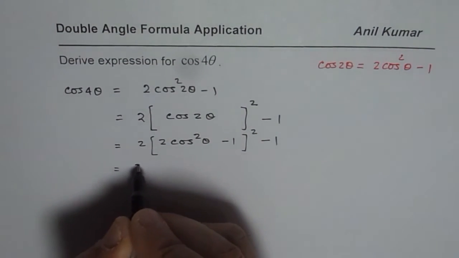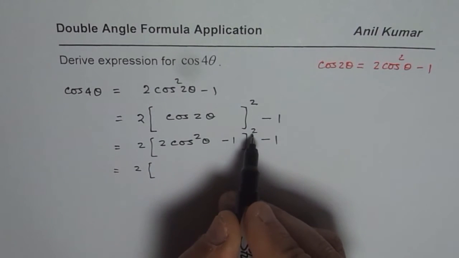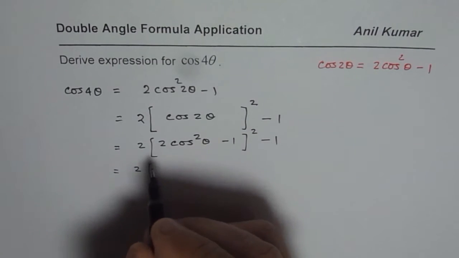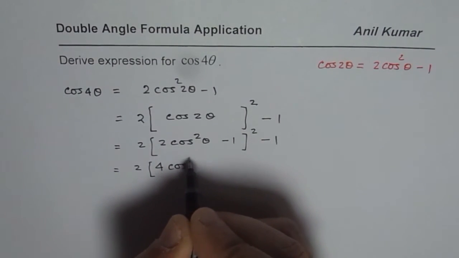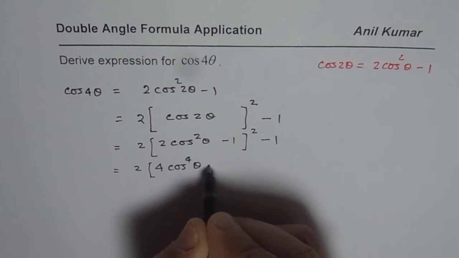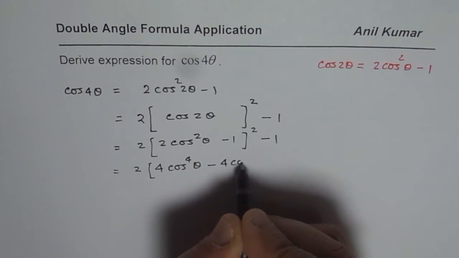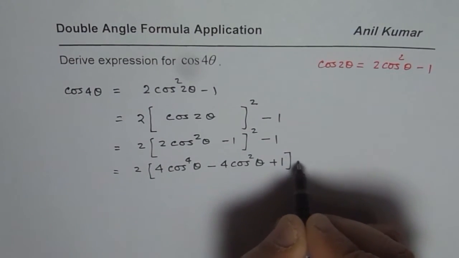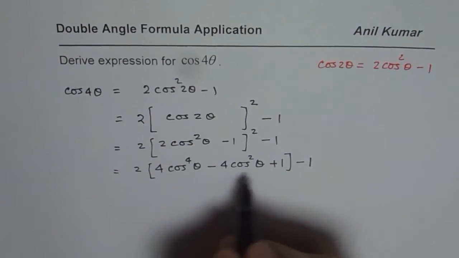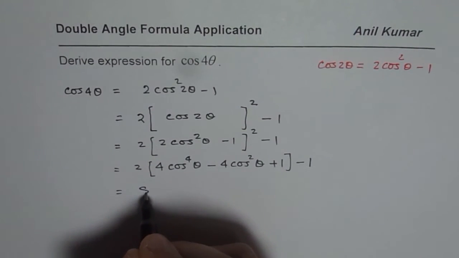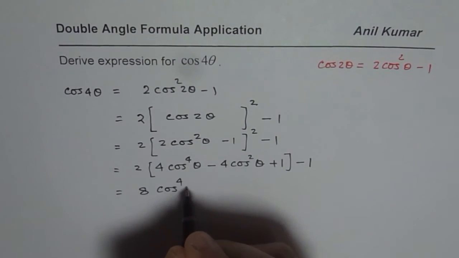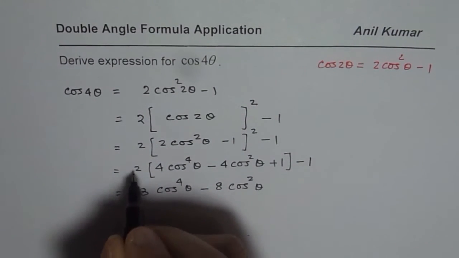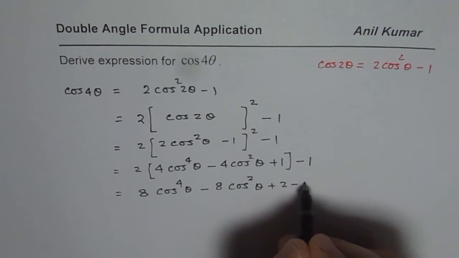Okay. Now at this stage we can expand this term, square it. That means a square minus 2ab plus b square. So square of all this will be 4 cos 4 theta, right? 2 times all this, 4 cos square theta plus 1 square, which is 1, minus 1, correct? Now let us open this bracket. So when you open the bracket, you get 8 cos to the power of 4 theta minus 8 cos square theta, and then 2 times 1 is plus 2 minus 1.